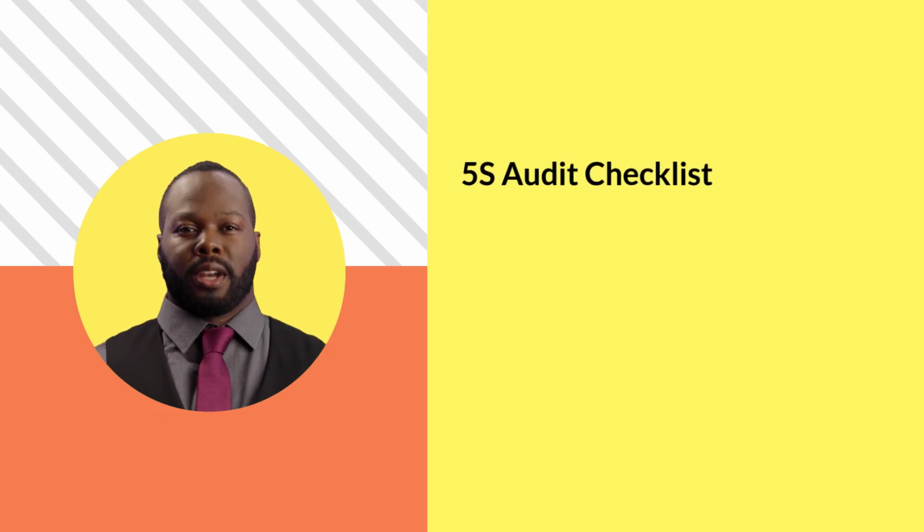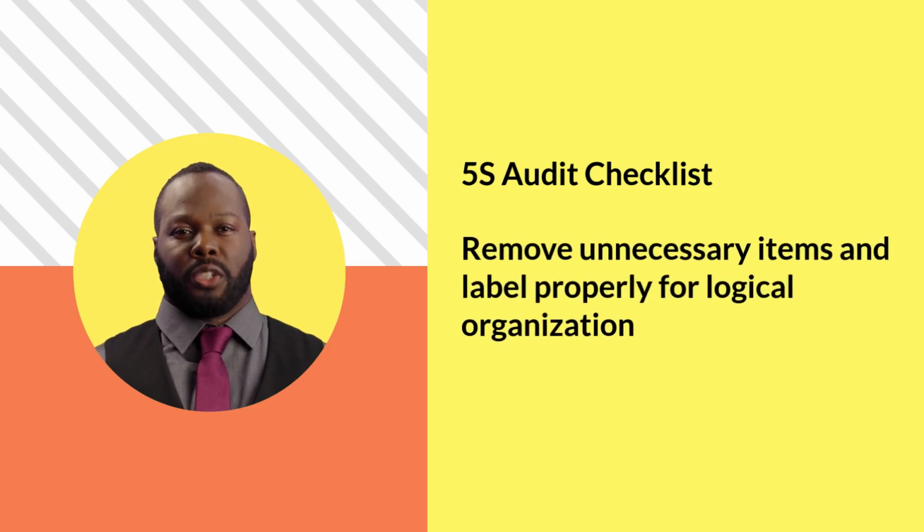The 5S audit checklist includes points for sort, such as removing unnecessary items and proper labeling. Set in order points focus on logical organization and visual cues.